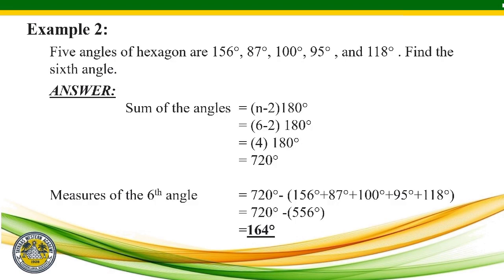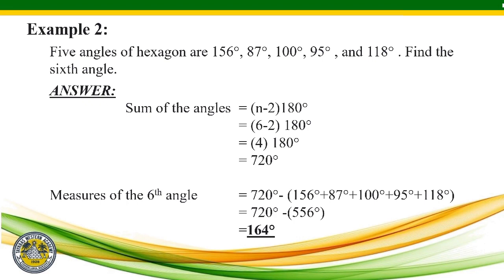Let us use this example number 2 wherein 5 angles of a hexagon are 156 degrees, 87 degrees, 100 degrees, 95 degrees, and 118 degrees. Now, you are asked to find the measure of the 6th angle. So, of course, let us first find the sum of the angles using the quantity n minus 2 times 180 degrees, wherein n is the number of sides. We all know that when we say hexagon, we have a polygon with 6 sides. So, 6 minus 2 multiplied by 180 degrees. So, you have 4 times 180 degrees, such that we have 720 degrees as the sum of the angles.